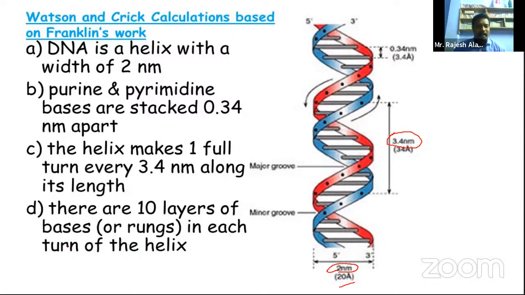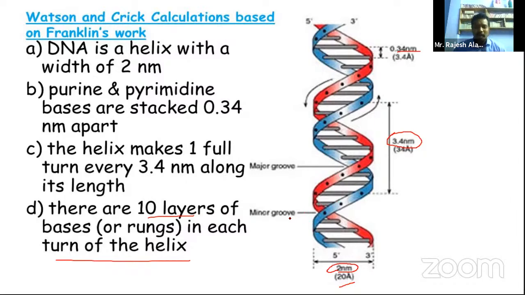See here. In each turn of the helix, there are 10 layers. So dividing by 10 gives a single step. That is, divide this by 10, it is 0.34 nanometer. The length between two strands is 0.34 nanometers because it is divided by 10. These are some of the questions.